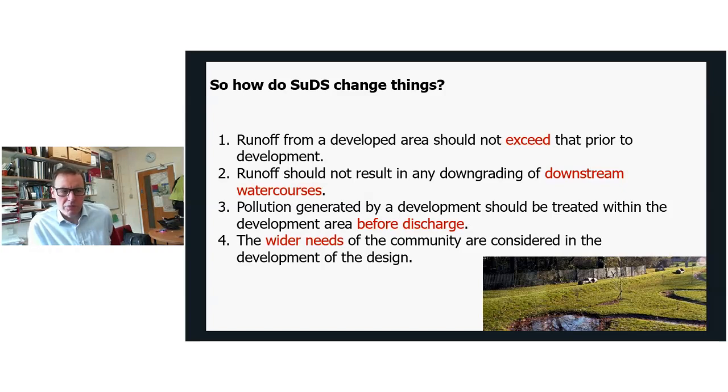Pollution generated by development should be treated within the development area before discharge. Now that word treated there can be a little bit misleading. That's not about having mini wastewater treatment works dealing with polluted urban runoff from roads, etc. That's really just about attenuating flows and also allowing normally sedimentation to remove the pollutants in the flow. And we have to take into account the wider needs of the community. So what's meant by wider needs there is really amenity and biodiversity. So trying to extract more value from the drainage asset.